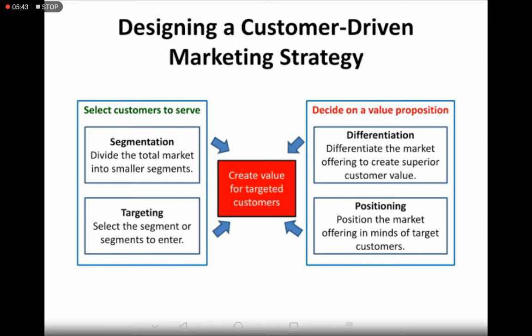So I hope you got the essence of what customer driven marketing strategy is and how you create value for your targeted customers in customer driven marketing. You select the customers and then you create value for them, and then you convey to the customers that this is the value I have created for you and you should buy my product.